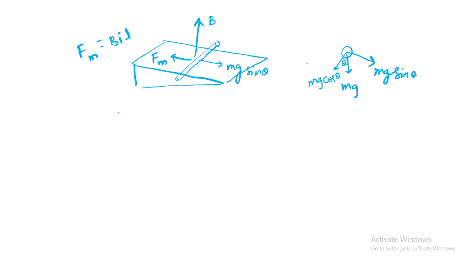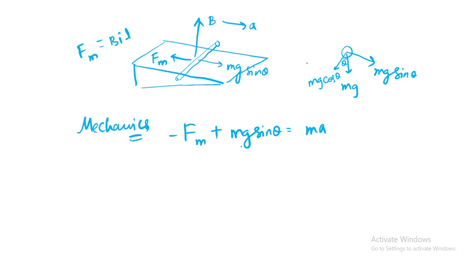Whenever it is sliding down, it will slide with an acceleration. So now I can use mechanics. The magnetic force is in the left direction, and mg sin theta is in the downward direction, which is equal to mass into acceleration. If you know the sign convention properly, this is left direction, this is right direction, so I am taking this as the right direction, acceleration m into a, because the summation of Fx is equal to m into a.